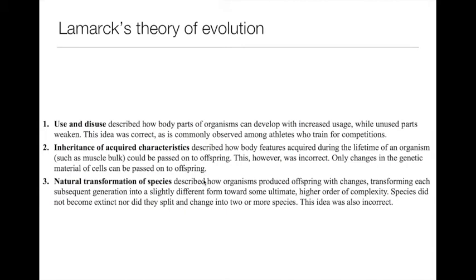And then he talked about natural transformation of species, and he described how organisms produce offspring with changes, transforming its subsequent generation into slightly different from toward some ultimate higher order of complexity. This idea was also incorrect, because species did not become extinct, nor did they split and change into two or more species.